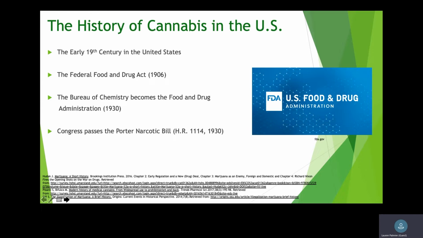But in 1930, many changes were seen in the United States as the government continued on its trend of regulation. The Bureau of Chemistry, which was the government's most authoritative drug regulator, became the FDA in 1930. And also in 1930, the Porter Narcotic Bill was passed, which gave the Bureau of Narcotics power of law enforcement jurisdiction over the control of narcotic drugs in the United States.